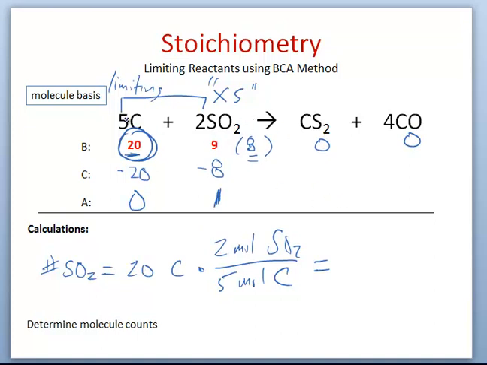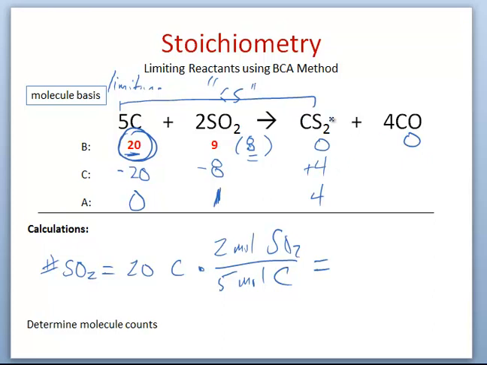If you notice, now that we're talking about products, let's look at the ratio between the carbon and the first product. That's 5 to 1. So what that means is we're only going to make 1/5 as many molecules of carbon disulfide as the number of carbons that we put in. So if we use 20 carbon atoms, we're only going to make 1/5 of 20 molecules of carbon disulfide. Okay, 1/5 of 20 is 4, so it looks like we're going to make 4 molecules of carbon disulfide.